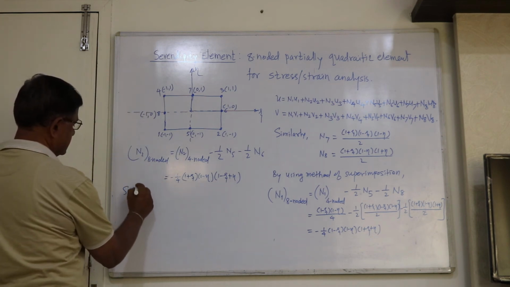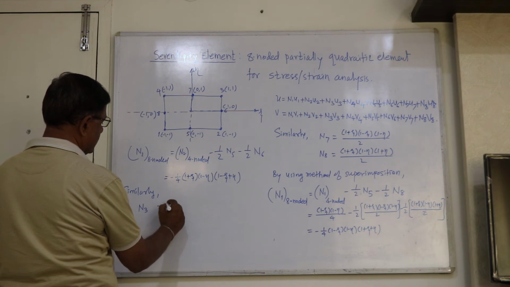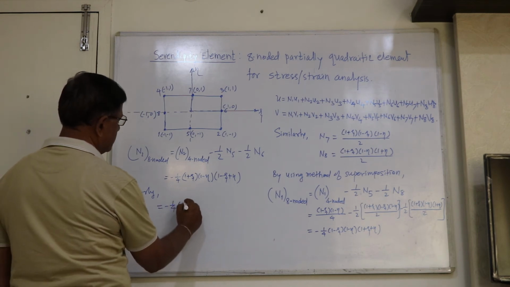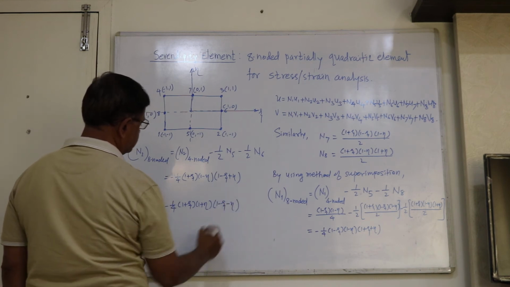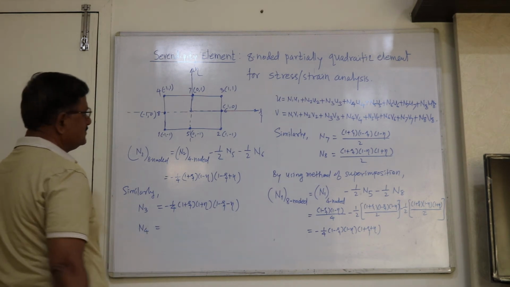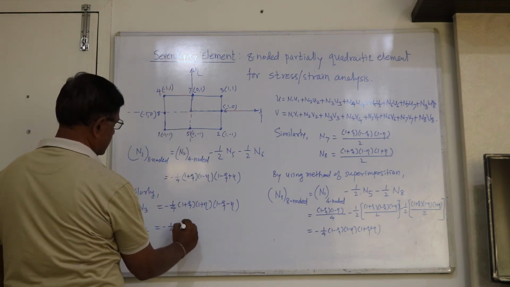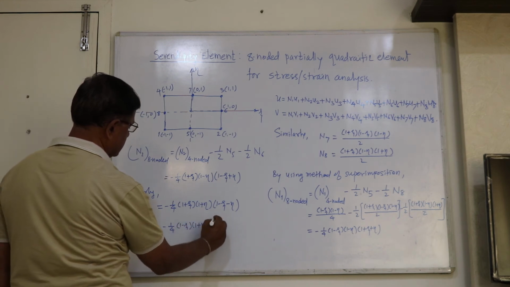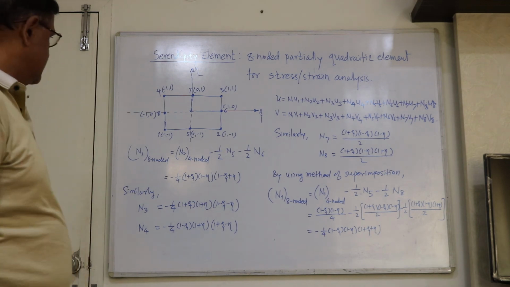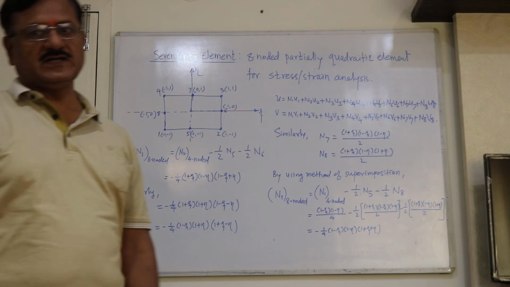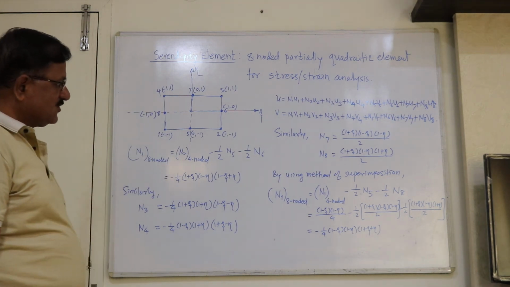Similarly, N3 for 8 noded equals minus 1/4, (1 plus xi)(1 plus eta)(1 minus xi minus eta), and N4 is equal to minus 1/4, (1 minus xi)(1 plus eta), and into bracket (1 plus xi minus eta). So now we have calculated the shape functions for all nodes N1, N2, N3, N4, N5, 6, 7 and 8. Now this is by using the method of superimposition.